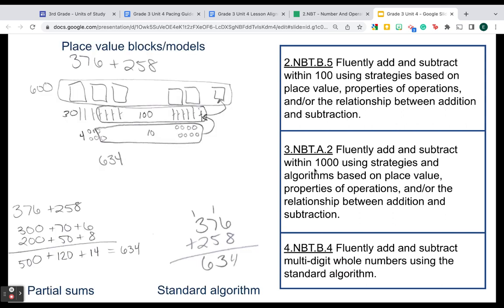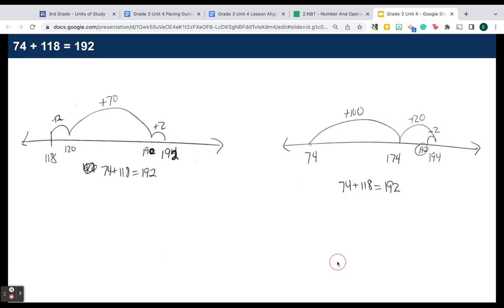So when we think about those strategies, we're thinking about place value and partial sums. Because when I look at this standard algorithm, it looks efficient, but what the heck is this 1 up here? I don't even know. Well, I know, but do your students know? Do they understand what it means when they regroup? Do they understand that this is not a 3, it's a 300? And this isn't a 1, it's a 100. Focus on place value strategies before the standard algorithm.